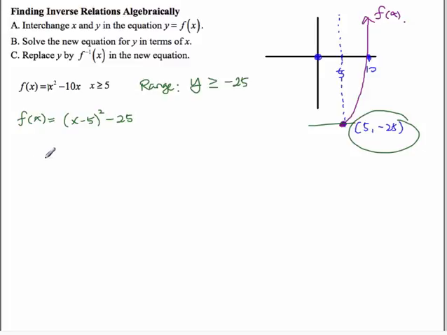Now I'm going to exchange x and y. So x equals (y minus 5) squared minus 25, and then solve for y. Square root of both sides.